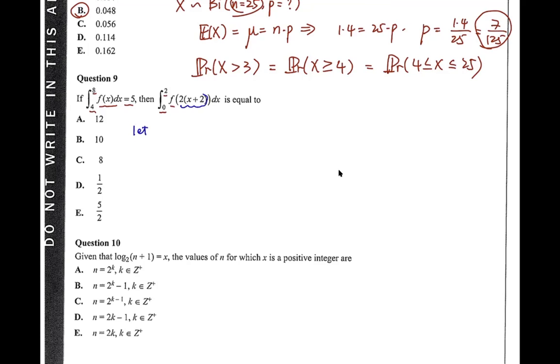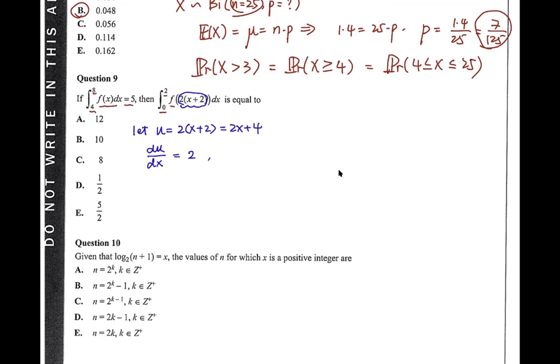Let everything inside the bracket be u. U equals 2 lots of x plus 2, which is 2x plus 4. Then you immediately find the derivative of u, which is du dx. This will give you 2.